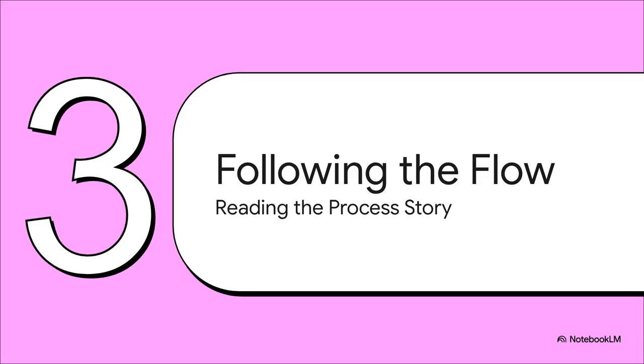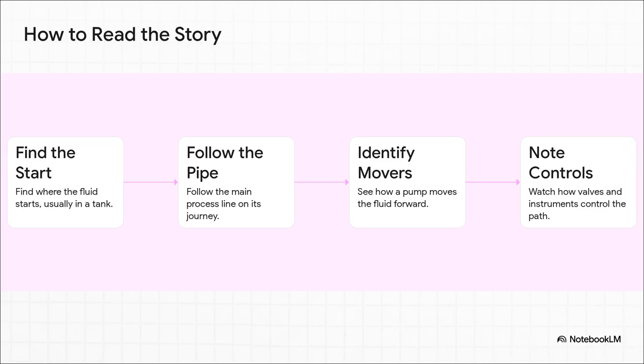All right, now that we've got some of the basic vocabulary down, let's put it all together. See, reading a P&ID isn't just about spotting symbols. It's about following the story of the process, seeing how it moves from the very beginning to the very end. So here's the key. You don't have to understand everything all at once. It's not that complicated. Just follow a really simple method.